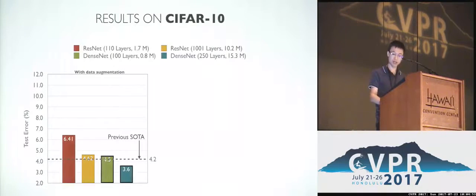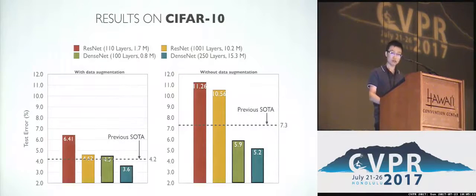We were able to get comparable performance as the 1,000-layer ResNet, but using about 1/10 of its number of parameters. And we train a larger DenseNet. It gives significantly lower test error than the previous state-of-the-art. The best results shown here are the previous state-of-the-art at the time we submitted our paper.